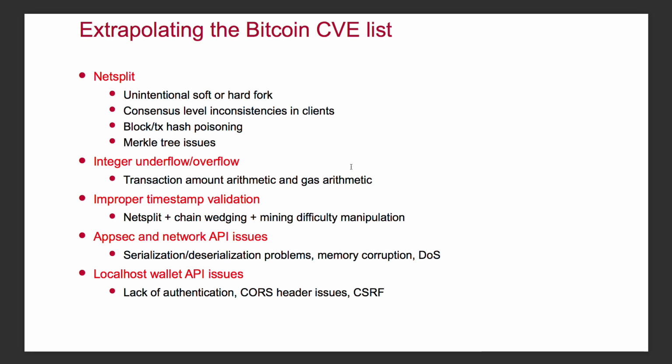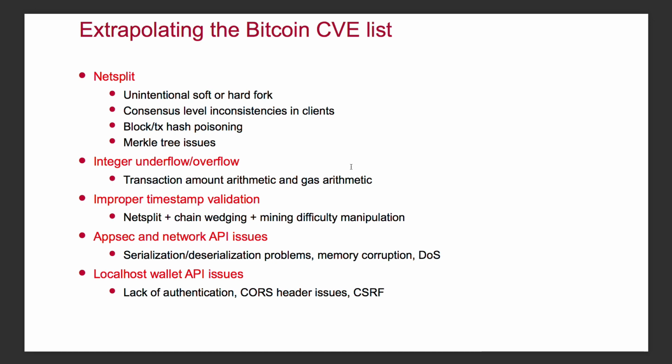There's also integer underflow and overflow. That's very common. So transaction amount arithmetic: when nodes are validating transactions, they need to add or subtract some kind of number representation, such as integers, and also if there is a notion of gas in the coin, then the same holds for that. And integer underflow and overflow allow things like creating billions of coins out of small transactions and stuff like that. So they're very bad.